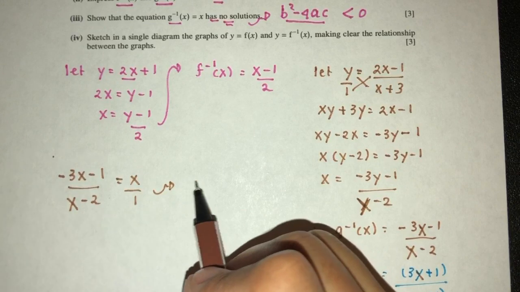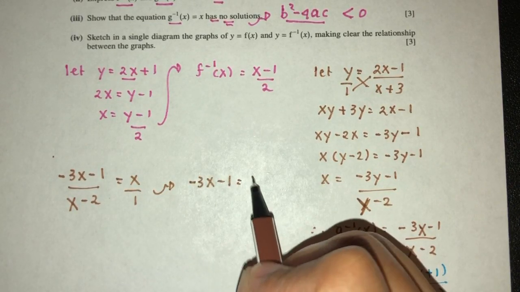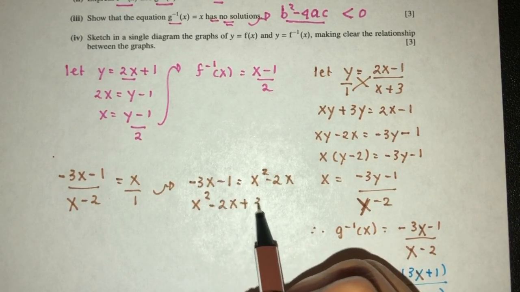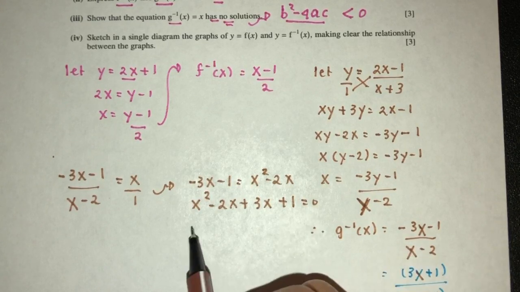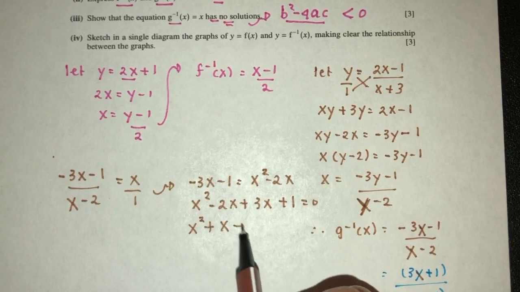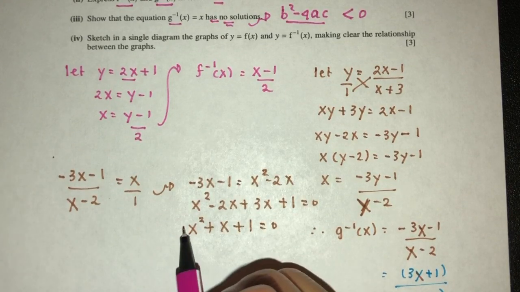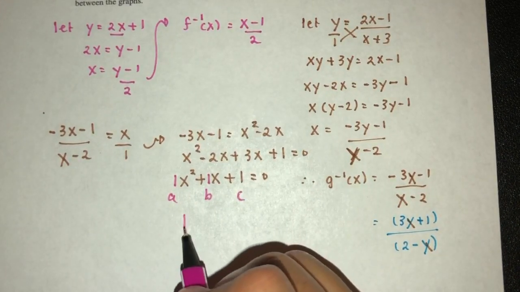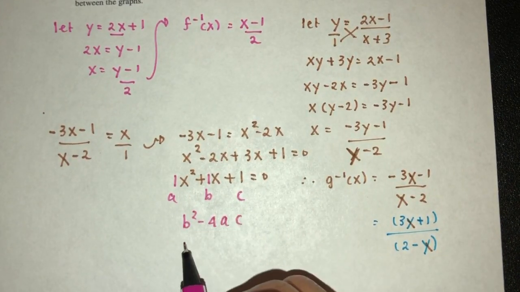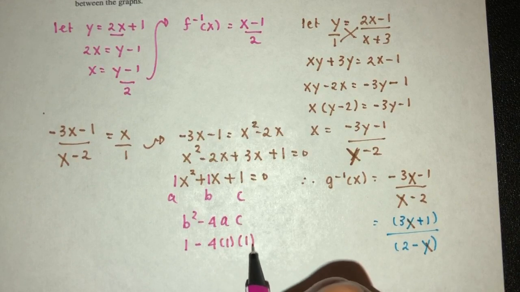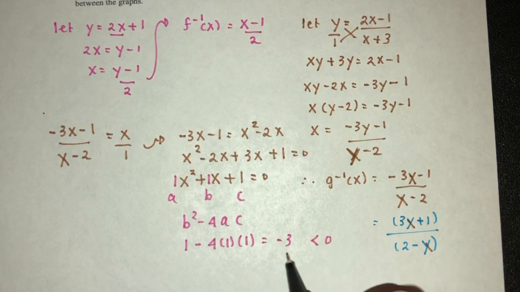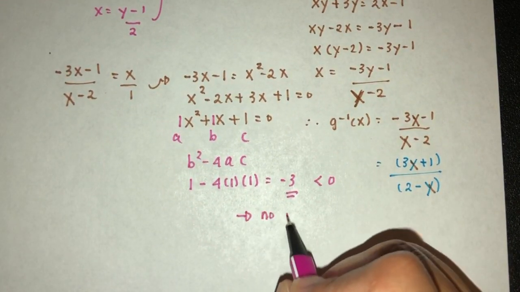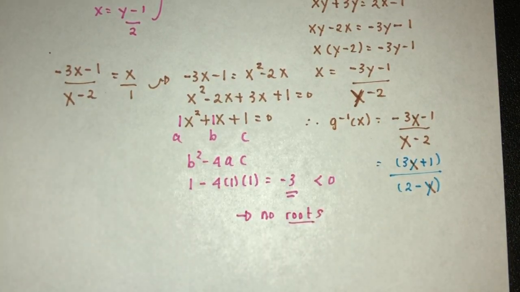So now we cross multiply, you will have what? Let's see, that will give you minus 3x minus 1 equals x squared minus 2x. So x squared minus 2x plus 3x plus 1, so x squared plus x plus 1. That should be 1 here, 1 here. Now this is the value of a, b, and c. So let's find out what b squared minus 4ac is. b squared is 1 minus 4 times 1 times 1, that will be minus 3, which is less than 0. Again, because we have shown that it is less than 0, it means it has no real roots. No roots, no solutions, shown as required.